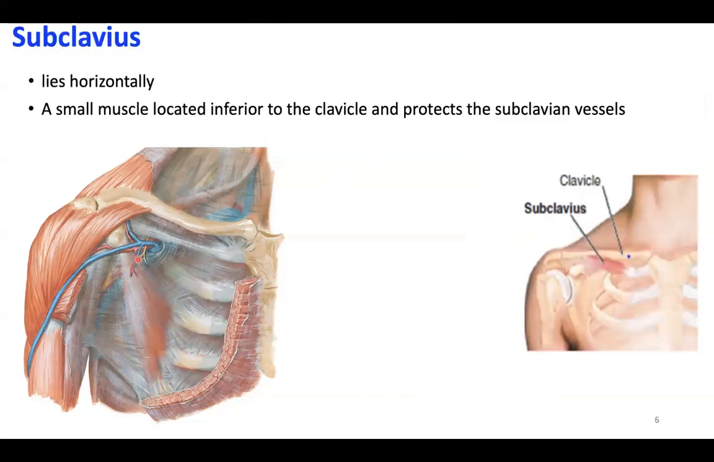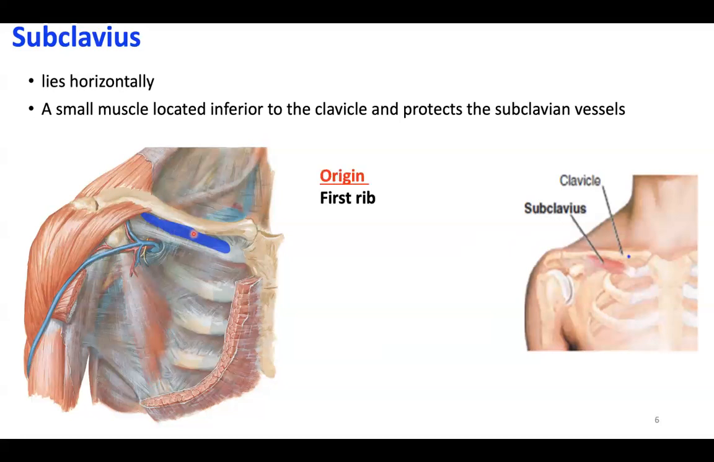The other muscle is subclavius muscle. Subclavius: sub means below, clavius means clavicle. This muscle lies below the clavicle, and the muscle lies horizontally. You can see it here. This is subclavius muscle. This muscle protects the subclavian vessels. The subclavian artery and vein run behind this muscle, and it gives protection to these vessels.